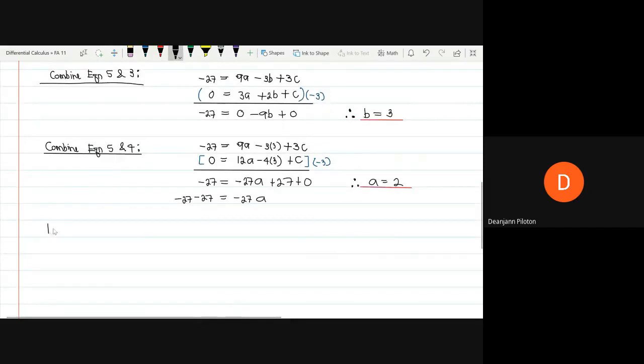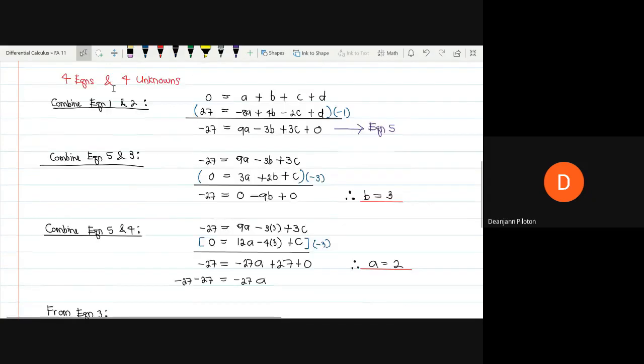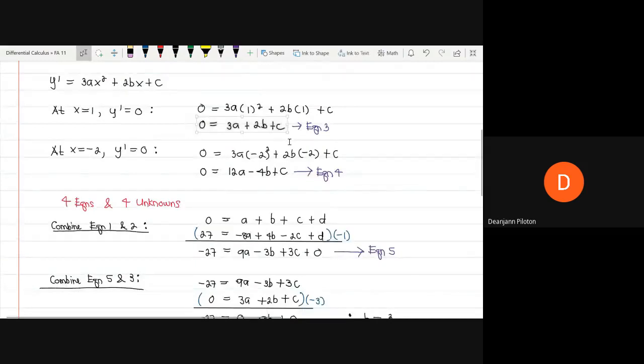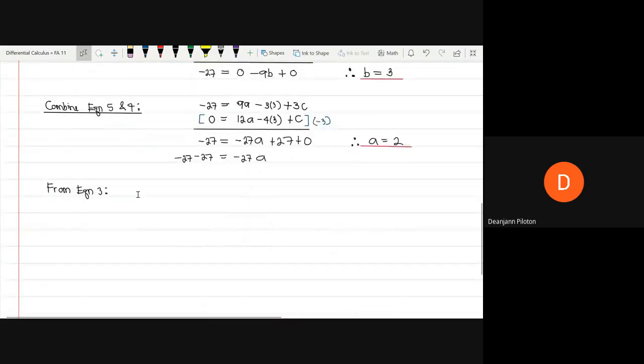Okay, so from equation 3, kani ang iyahang equation, then substitute lang nato, class, ha, A and B. So we have 0 equal to 3 times 2 plus 2 times 3, itong B na to, plus C. Okay. Therefore, ang atong value sa C is equal to negative 12.